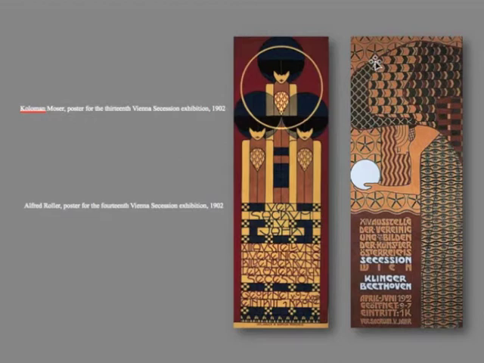Notice the type used as pattern and how the unit forms are multiplied and stacked, the strong geometric understanding, the muted primary color schemes. The piece on the left by Moser is a little more formally structured. The piece on the right by Roller is a little less formally structured.